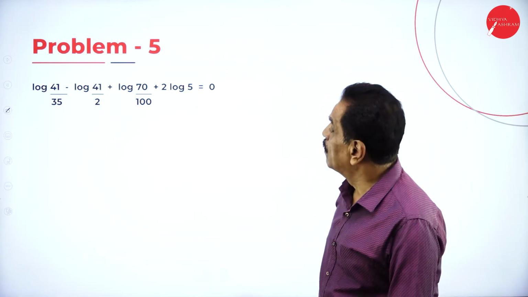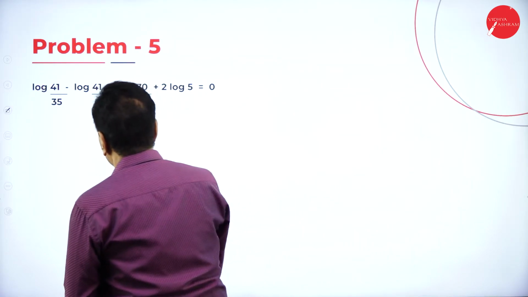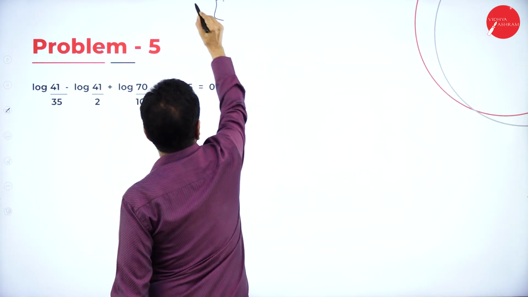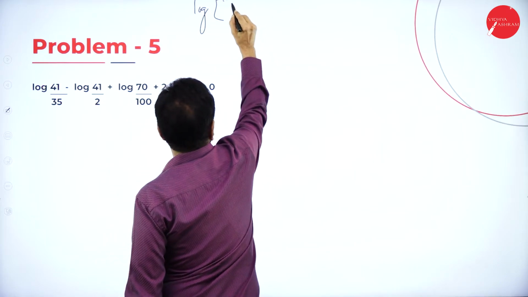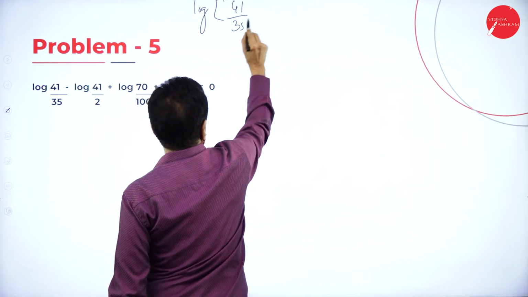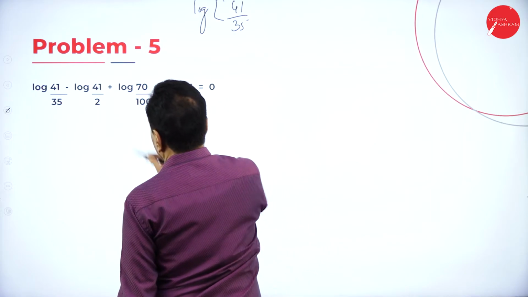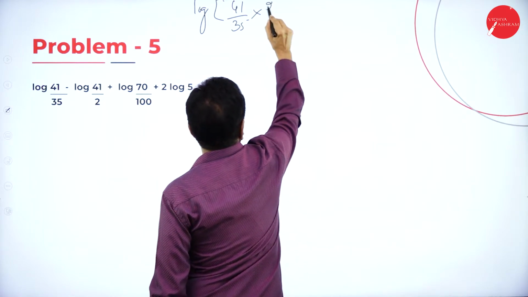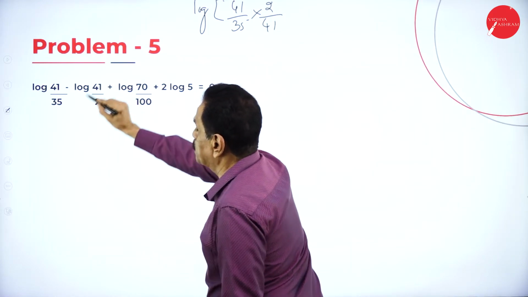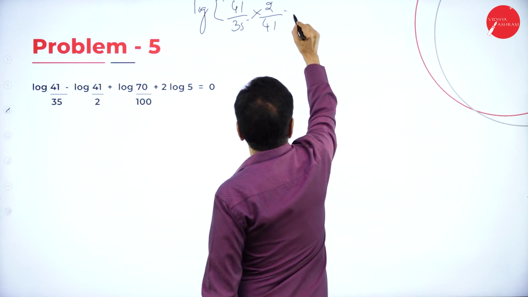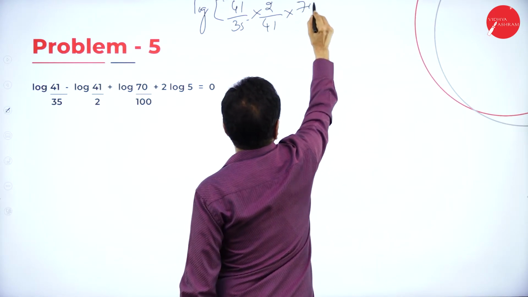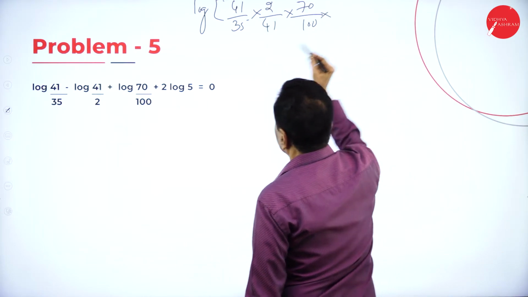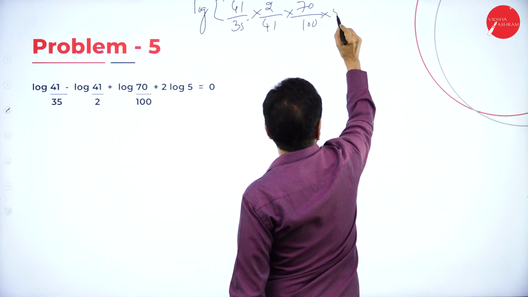This is log 41 divided by 35. Log 41 divided by 35. This reverse into 2 divided by 41. Inverse of this, minus means inverse, into 70 divided by 100, this can be written as log 5 square.